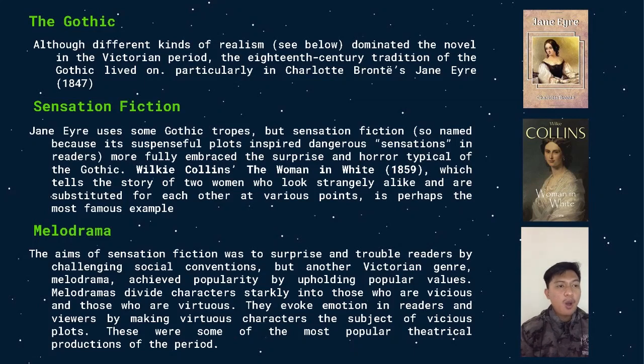Melodrama. The aim of sensation fiction was to surprise and trouble readers by challenging social conventions. But another Victorian genre, melodrama, achieved popularity by upholding popular values. Melodramas divide characters starkly into those who are villainous and those who are virtuous. They evoke emotions in readers and viewers by making virtuous characters the subject of villainous plots. These were some of the most popular theatrical productions of the period.